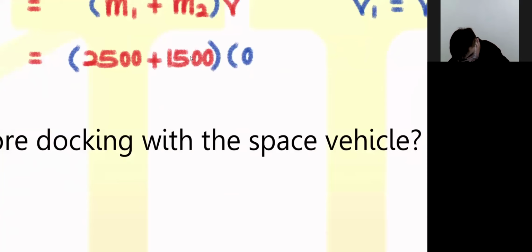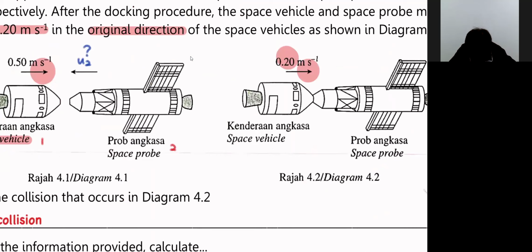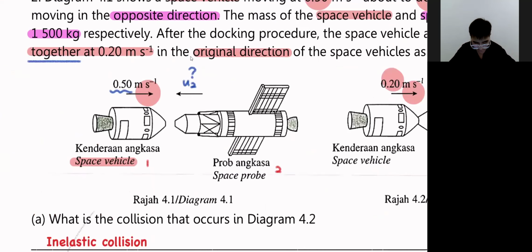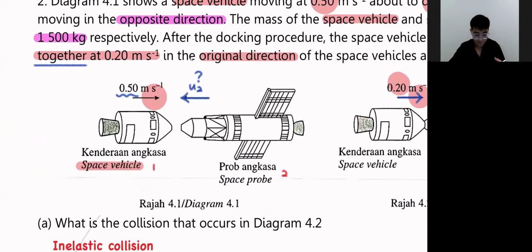Okay, this one, 0.2. And the value we use should be a positive value because the object is going in the positive direction. Like I said just now, if you put 0.5 and assume this as the positive direction, this one would be a negative direction. Your U2 will be in the negative direction. And can you see the speed after they connect and move together is actually in the same direction as how the space vehicle originally moved. So it will be a positive value.